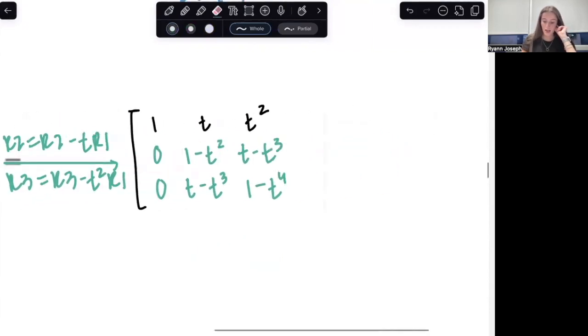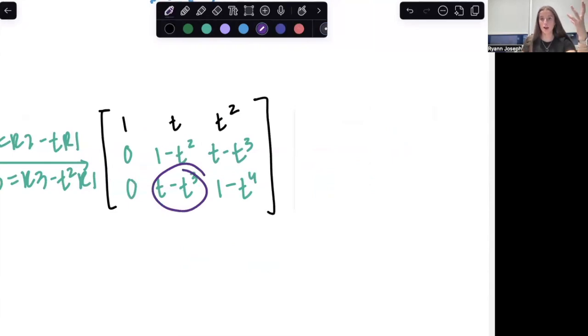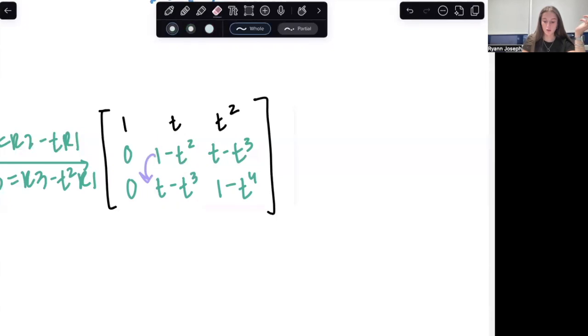Again, I'm trying to get an upper triangular matrix, so the last thing I need to get rid of is this guy. So I need to figure out what can I multiply to get rid of it. So I can look at the things that are happening in that column, and I can see that this becomes this if I just multiply it by t. So that's what I'm going to do. I'm going to subtract away t times row 2. So row 3 is equal to row 3 minus t times row 2.